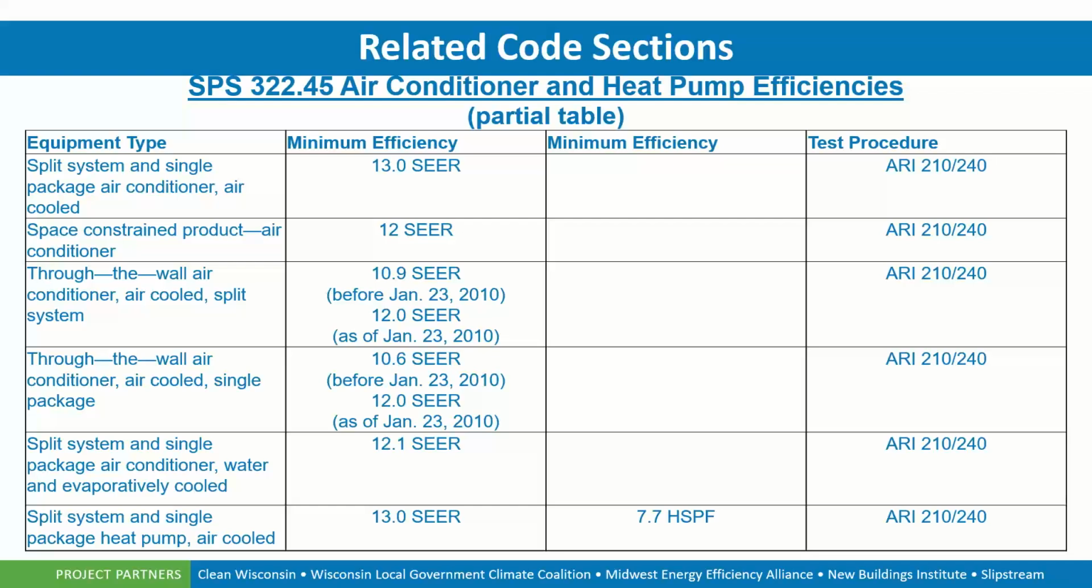Within the code for SPS 322.45 are air conditioner and heat pump efficiencies. This is a rather large table. This is just an example of part of it. It's a partial table. The table extends quite a bit within the code itself. So just be aware that there is a table that specifies the minimum efficiencies for equipment pertaining to air conditioners and heat pumps.